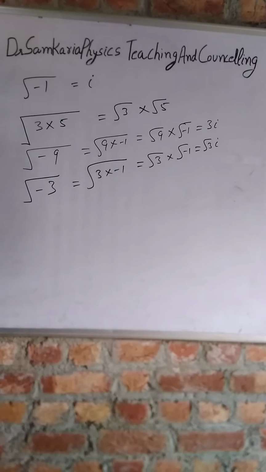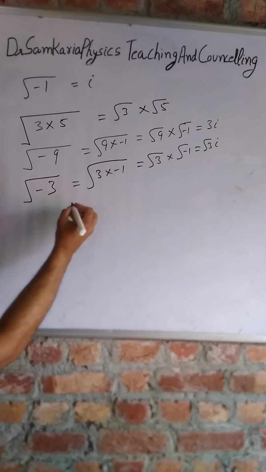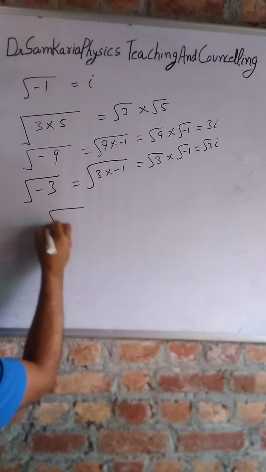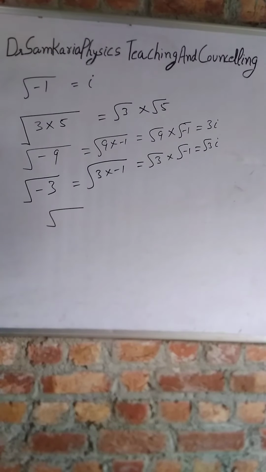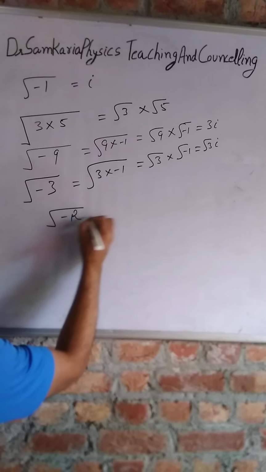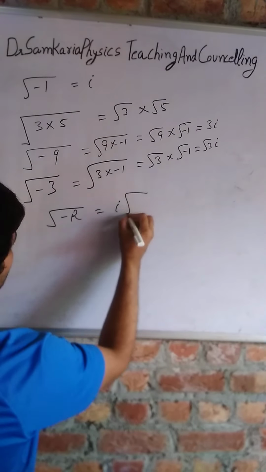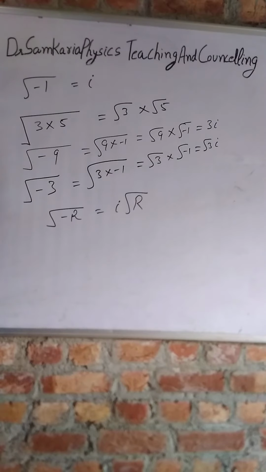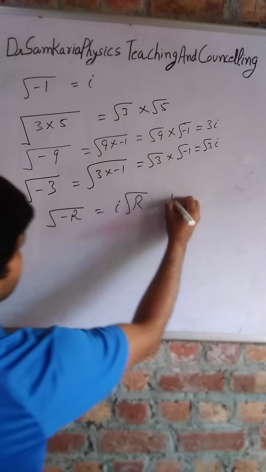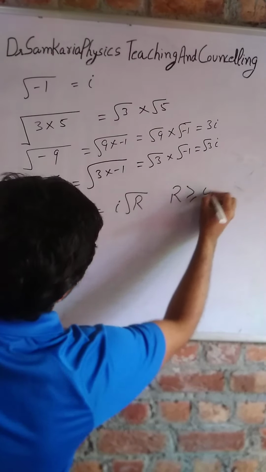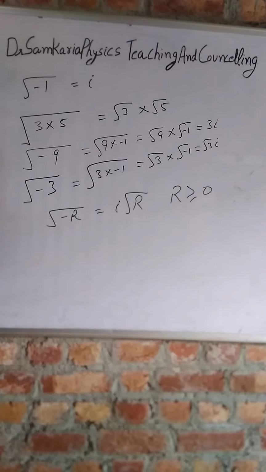Now for the general case, we can generalize this for any real number r. Suppose we have any real number r, then the square root of negative r can be written as iota square root of r. But here the condition is that r must be greater than or equal to 0. This r should not be negative, it must be positive. This sign is negative.